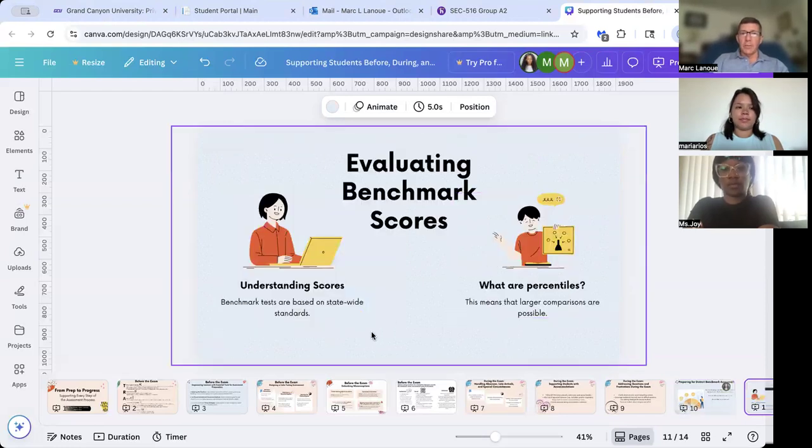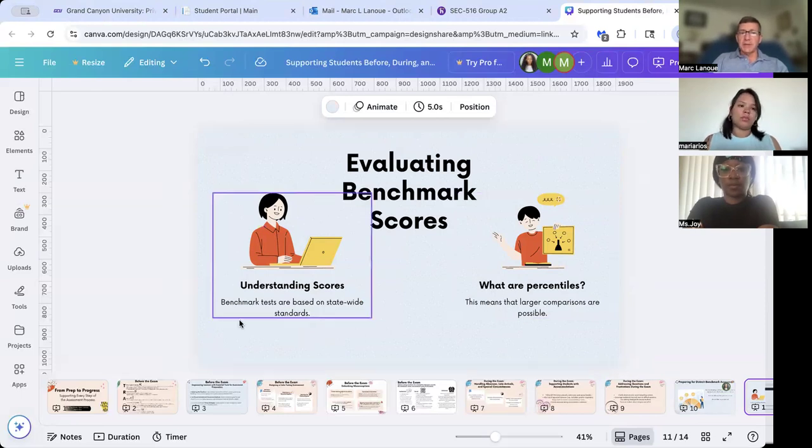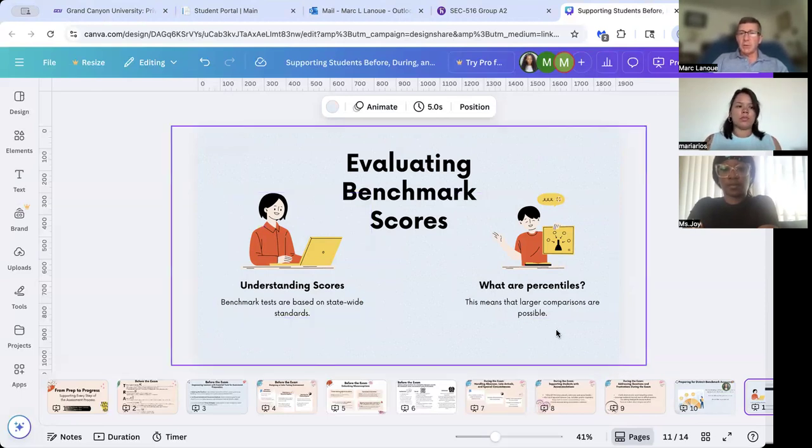When we evaluate benchmark scores, we need to understand the scores. They're based on statewide standards as well as percentiles. That is how each student relates to every other student, depending on how they score on these tests. Comparisons are possible across a broader spectrum of students because they're statewide comparisons.